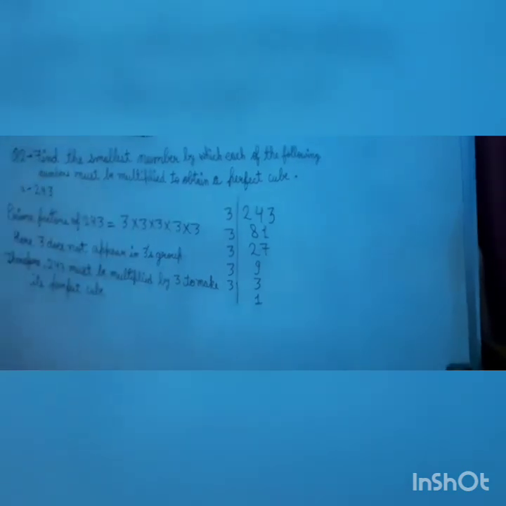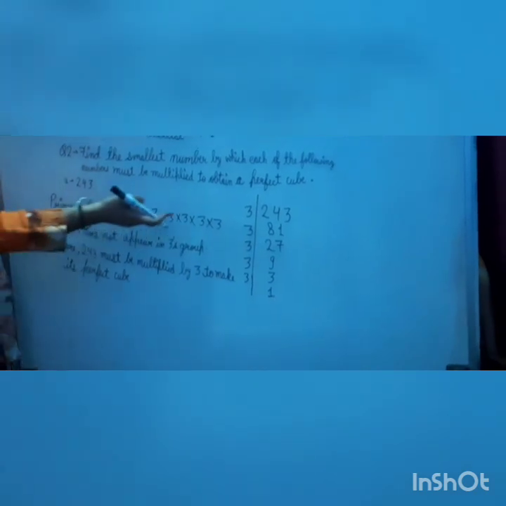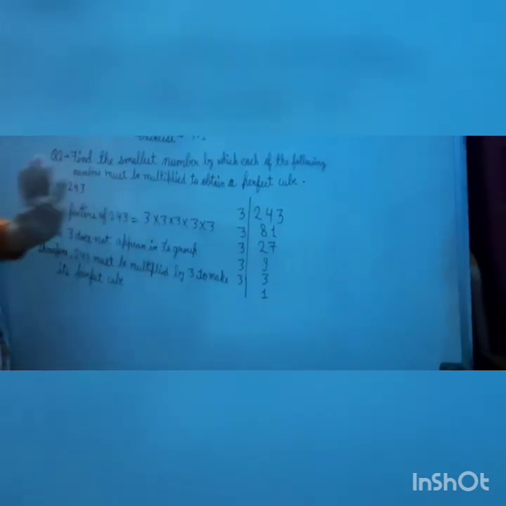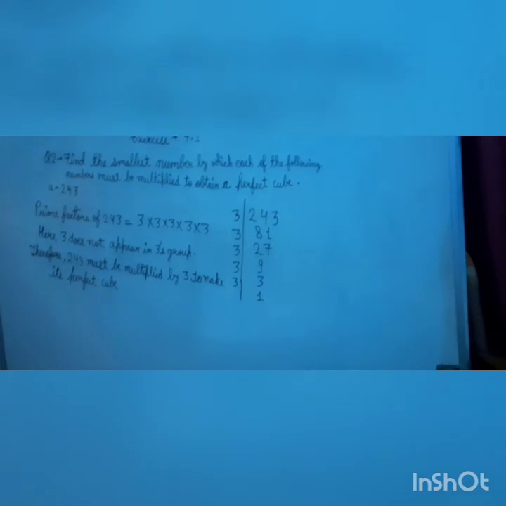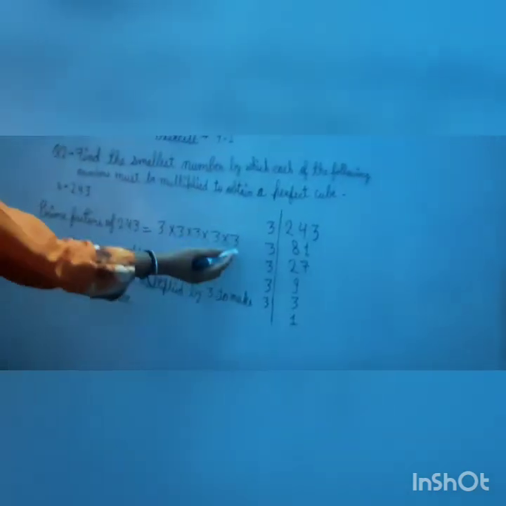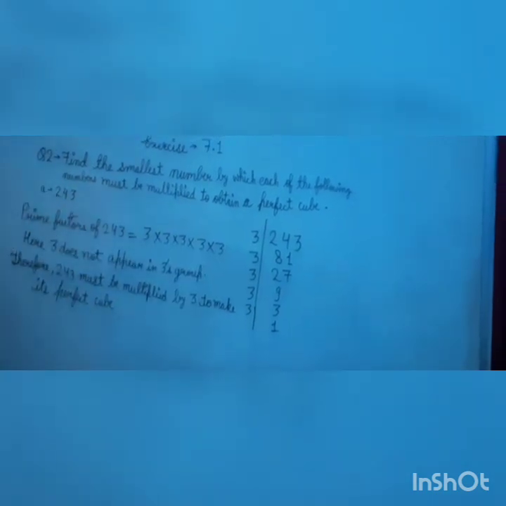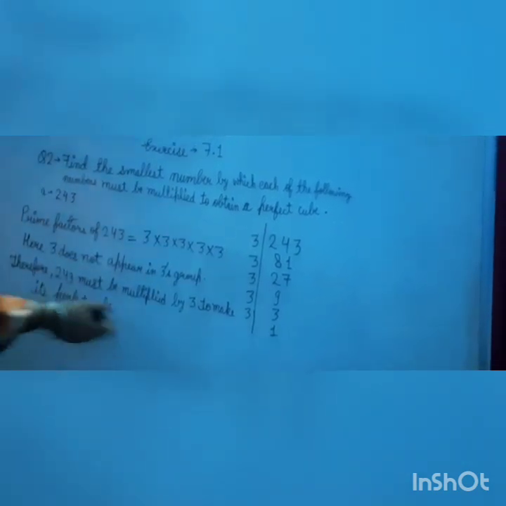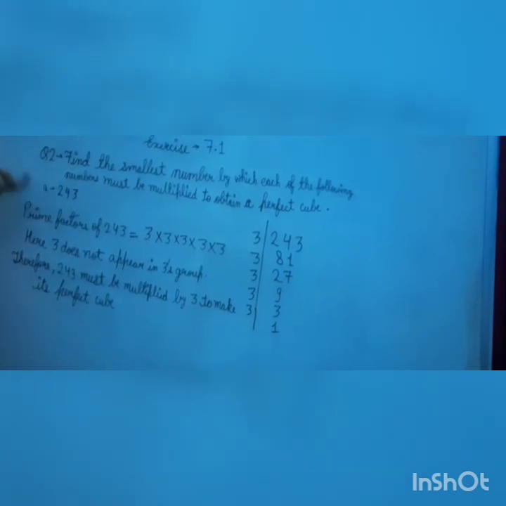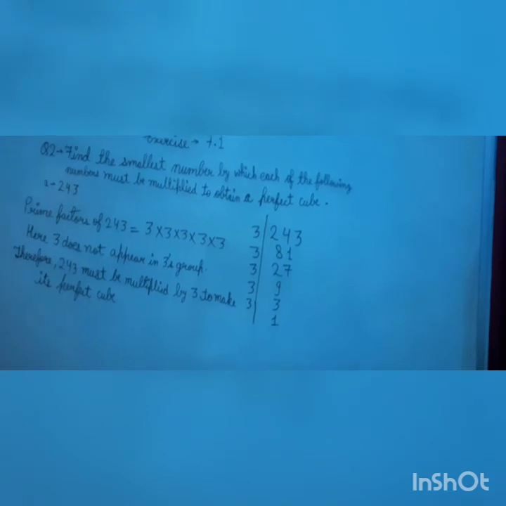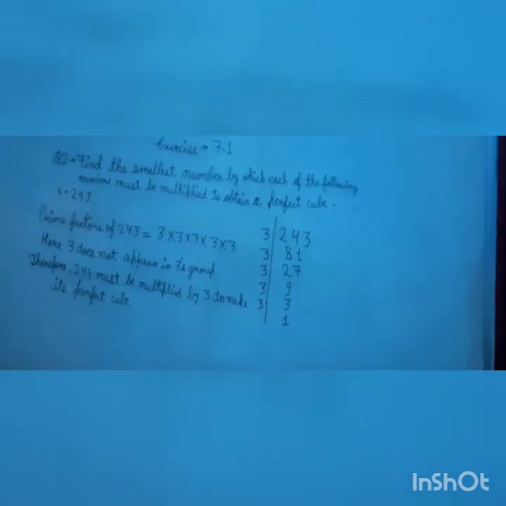Okay class, you have to first solve 243 by the factorization method, then you have to write the prime factors of 243, then you have to see which number is not appearing in groups of 3, then you have to multiply that number with 243 to make it a perfect cube. Okay, this is question second, first part. You have to do the other parts by yourself. Okay class, thank you.